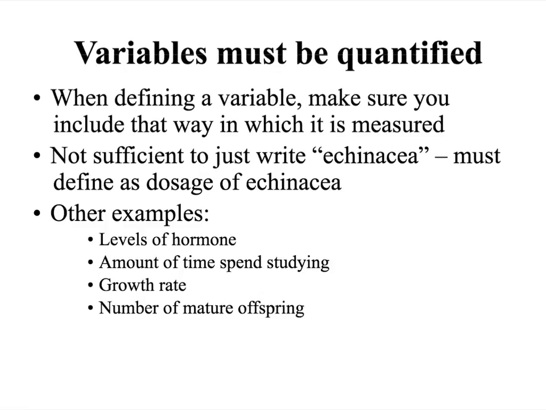So it's not sufficient to just write down echinacea. We would define the variable as being the dosage of echinacea. So other examples might be levels of a hormone, amount of time spent studying, a growth rate, or the number of mature offspring. All of these are quantifying our variable in some way. So just remember that when you do examples of independent and dependent variables in your lab.